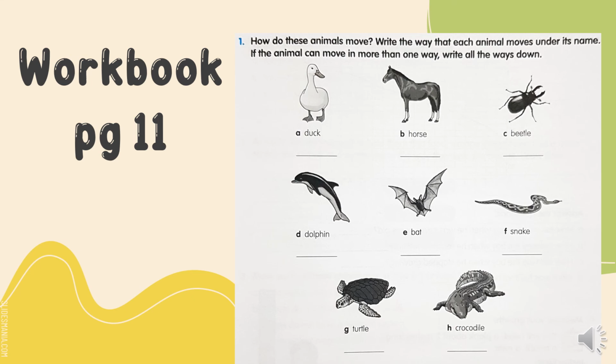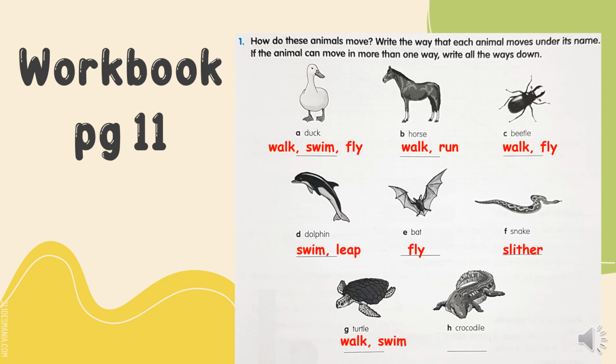Now, if you can open workbook page 11, how these animals move, write the ways. And if they can move more than one way, you need to write both. Duck? Yes, they can walk, they can fly, they can swim. What about horse? They can walk and run. Beetle? Yes, they can walk and fly. Dolphin? They can swim and leap actually. Bat? They can fly. Snake? They slither. Turtle? They can swim and walk also. And what about crocodile? Same. They can walk and swim.